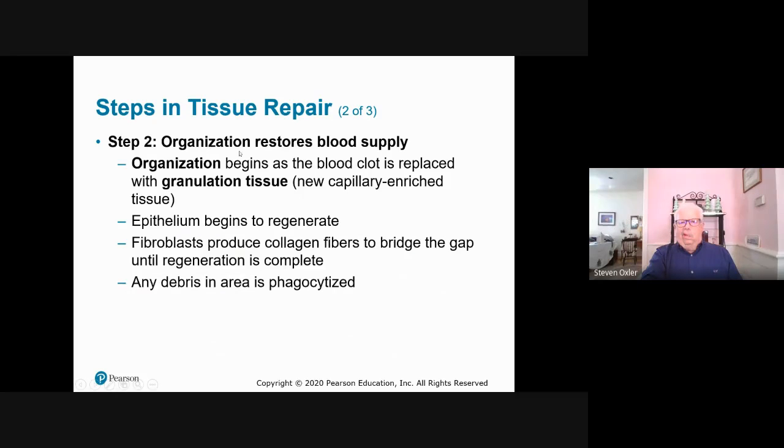Step 2 is organization. Organization restores the blood supply. That's why your blood clots. And now that area is replaced by a new capillary enriched tissue called granulation tissue. The epithelium begins to regenerate. Fibroblasts produce collagen. The white cells come and get rid of the debris.